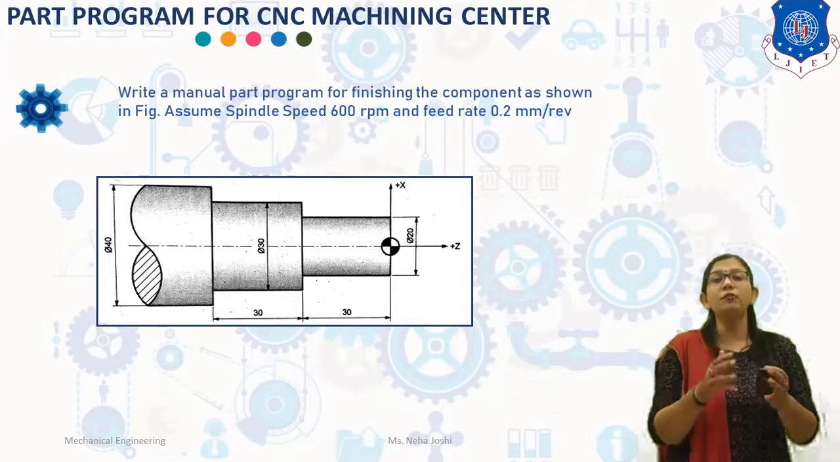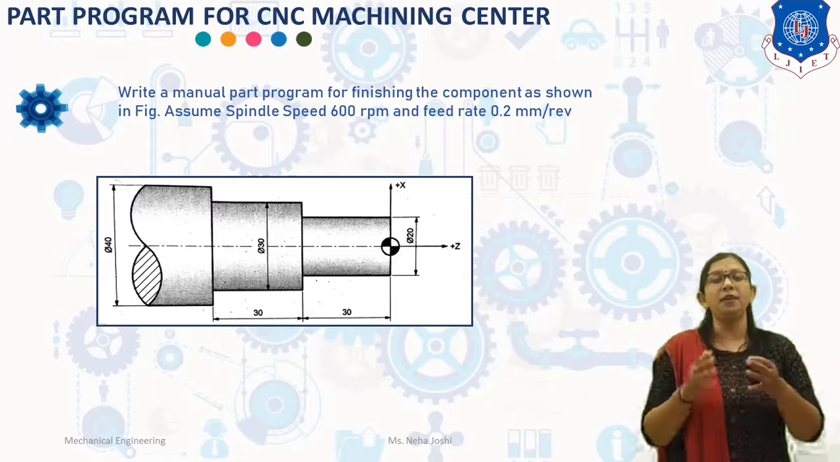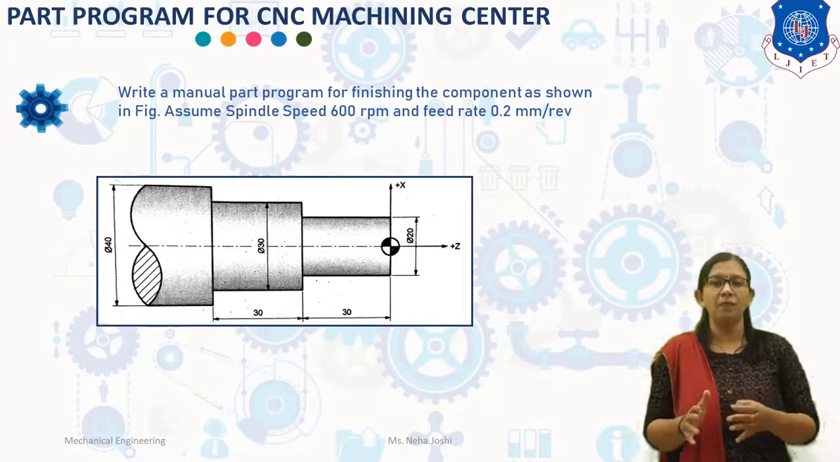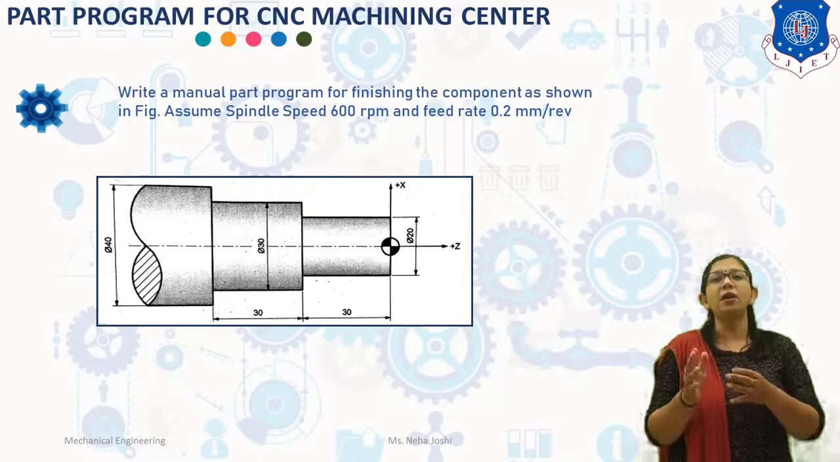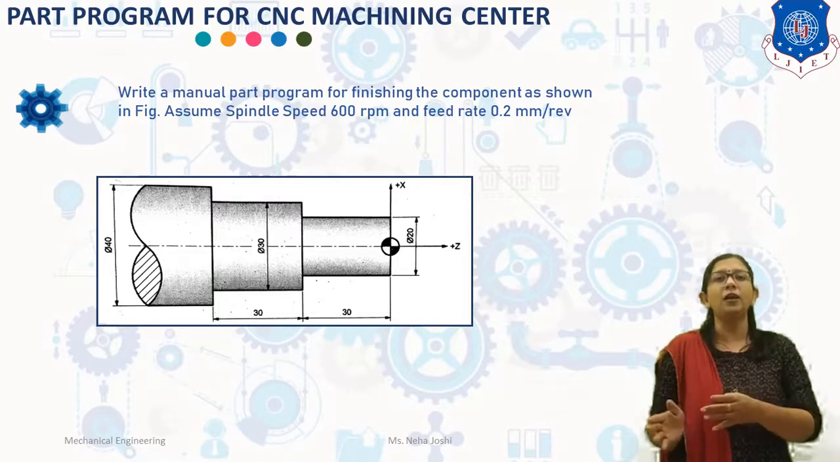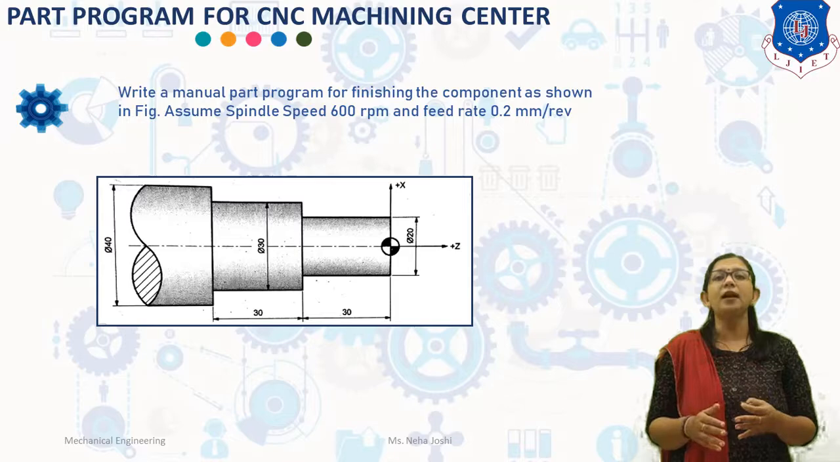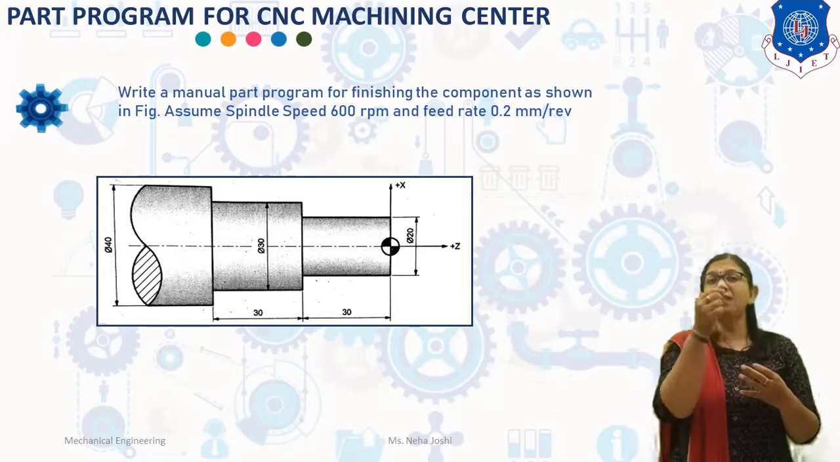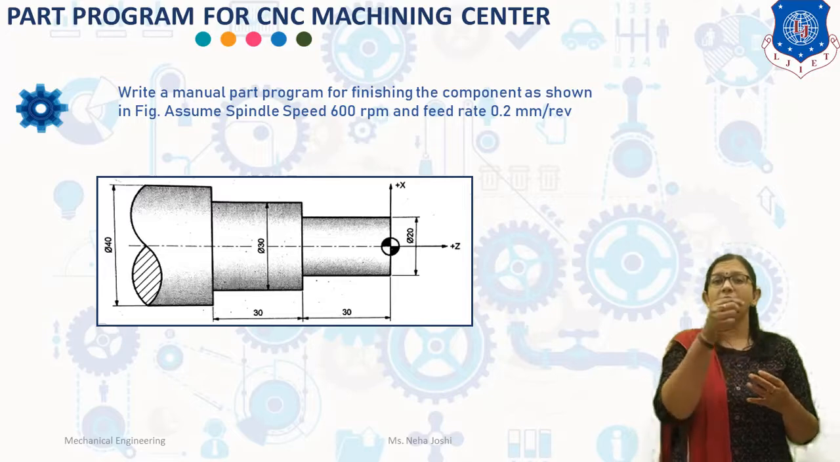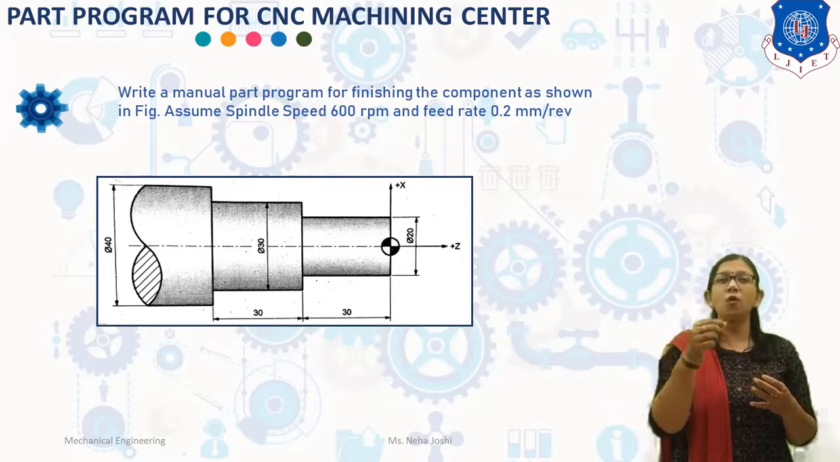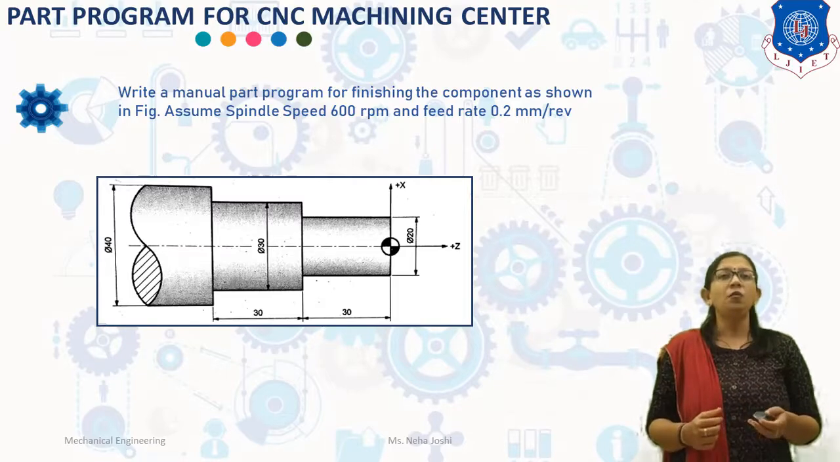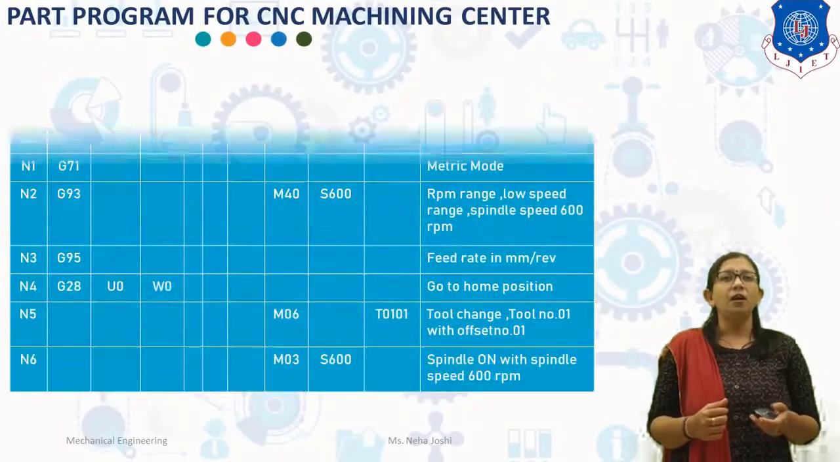Now we have to convert this bar into two steps. In the first step, we have to reduce the diameter from 40 mm to 30 mm. And in the second step, we have to reduce the diameter from 30 to 20 mm. As you can see in the diagram, the X-axis and Z-axis, and the circular point shown in the figure is known as the program 0 point. Okay. Now let's start the program.